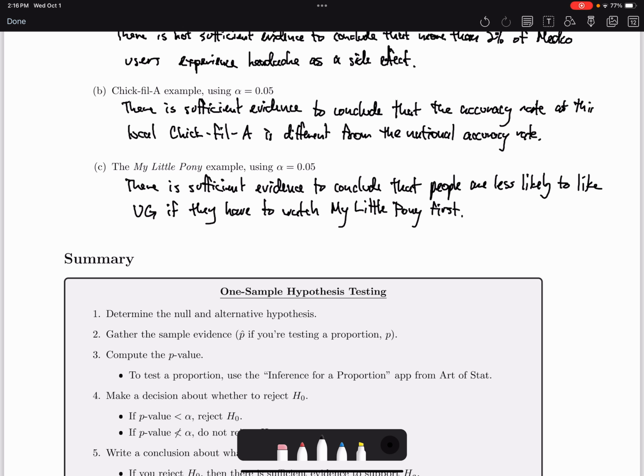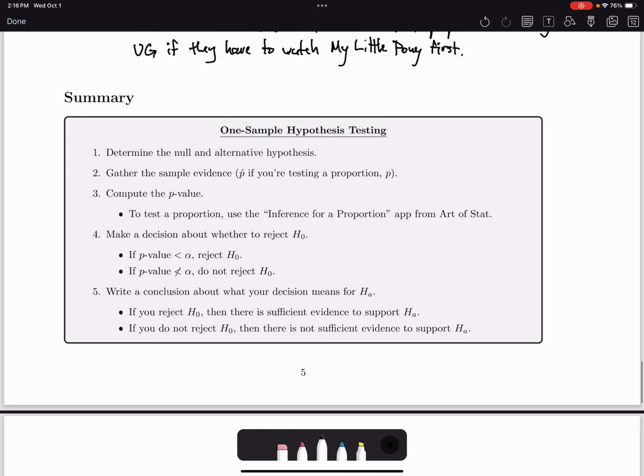Okay, so that kind of concludes the steps for hypothesis testing. Here's a summary of what we've discussed, right? So if we want to run a one sample hypothesis test, the first step is going to be to write down the null and alternative hypotheses, okay? And then step 2 is to gather the sample evidence. In this case, if we're testing a proportion, then our sample evidence is p hat, okay? Step 3 is to compute the p-value. To test a proportion, we're going to use the inference for a proportion app from Art of Stat to get the p-value.